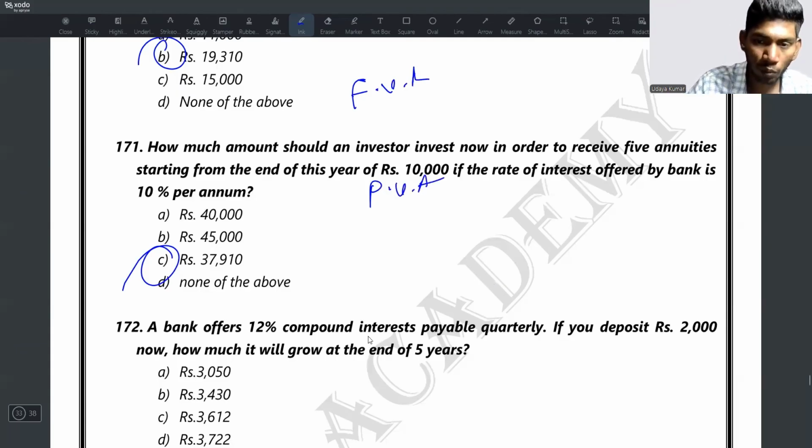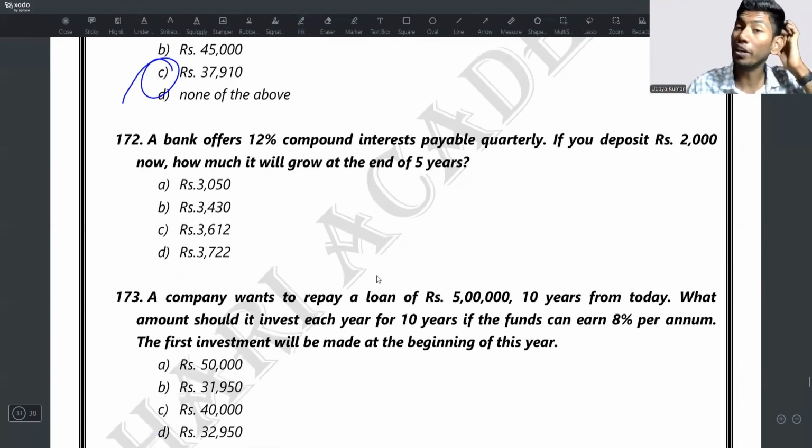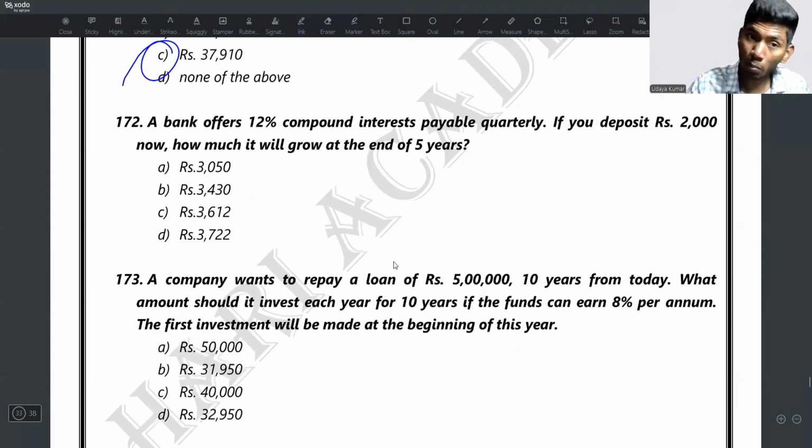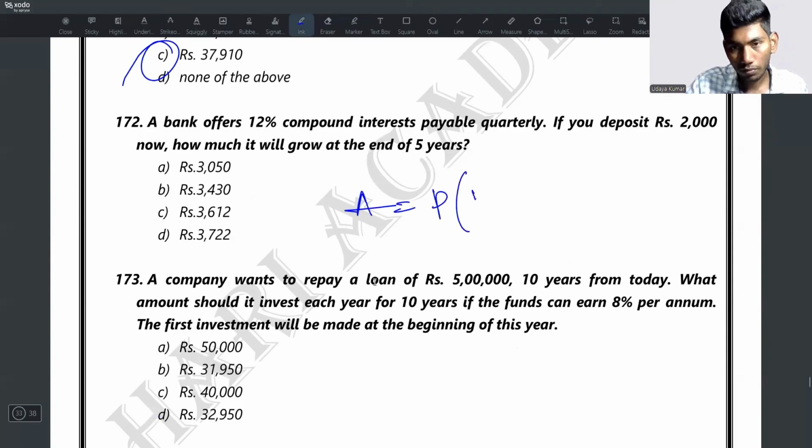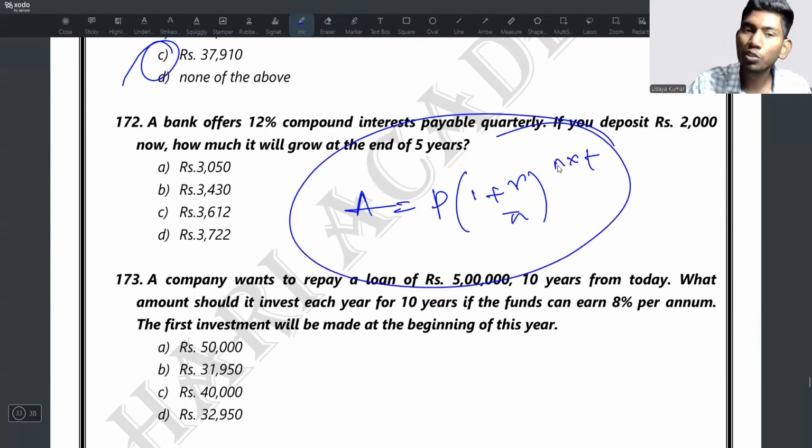Question number 172: a bank offers 12% compound interest payable quarterly. If you deposit rupees 2,000 now, how much will it grow to at the end of 5 years? You substitute the values in this formula and you will be able to get the answer. Approximately you will be getting 3722 as your answer. These are the time value of money questions.